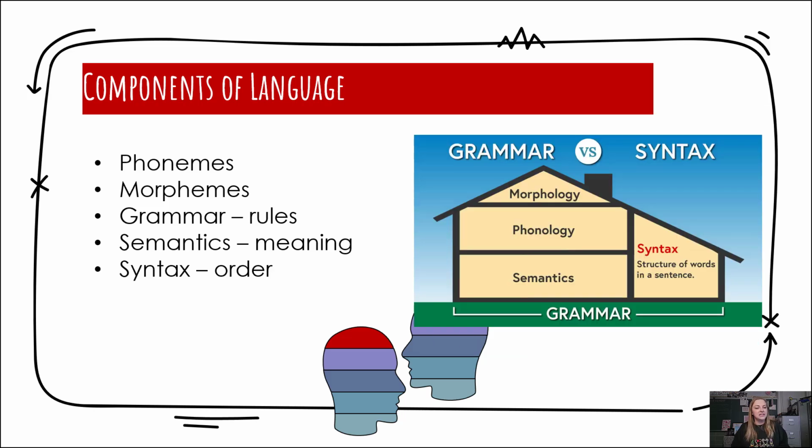Next, we have syntax, and syntax is the structure of words in a sentence. So how we put them in order in our sentence. All of this falls under the house of grammar, but syntax allows us to put them in a way that makes sense so that we can have a full understanding of language. So all of these different pieces work together to make our language.